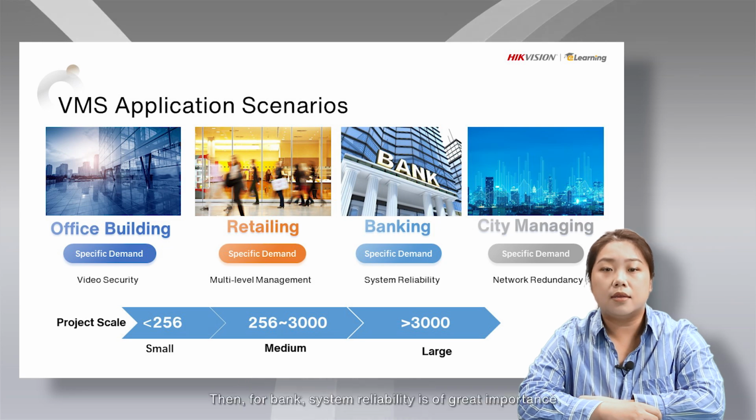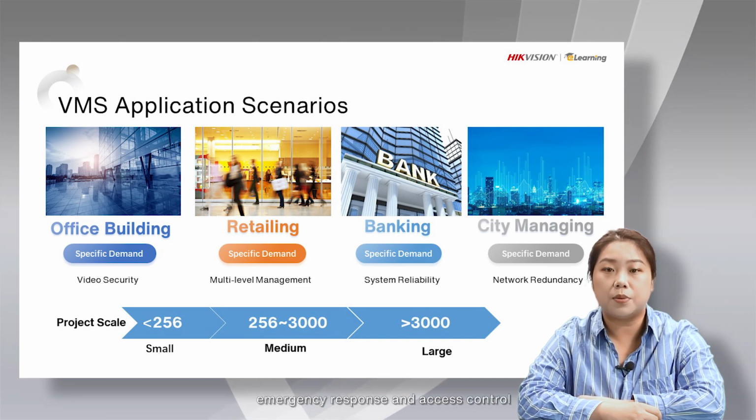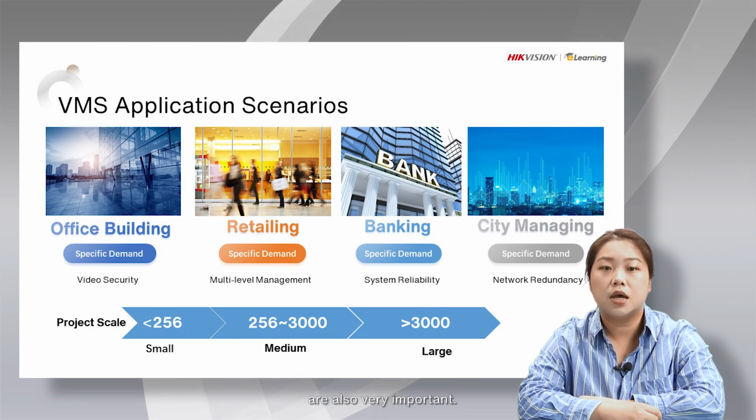Then, for bank, system reliability is of great importance, because any system issue may result in huge problems. In addition to video security, emergency response and access control can also be very important.